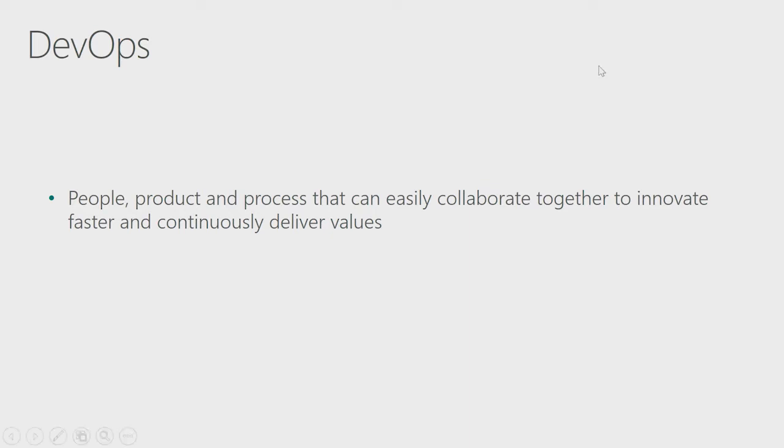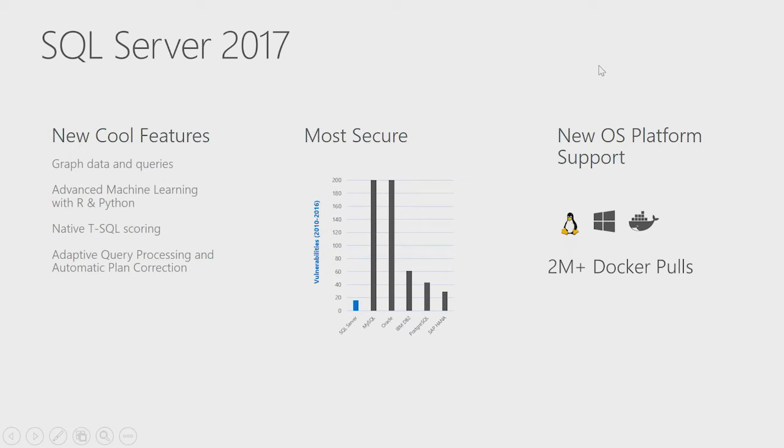Let's take a look at SQL Server 2017 first. It has cool new features like graph data support, machine learning with R and Python, native T-SQL scoring, adaptive query processing, and automatic plan correction. This is exciting. And it is the most secure RDBMS for 7 years in a row. The most important and earth-shaking change is that SQL Server 2017 supports both Windows and Linux.